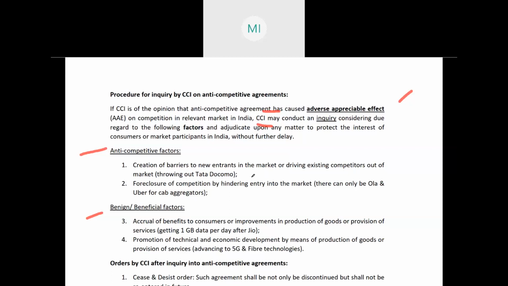Yeah. So we have to check whether this kind of thing, like say in foreclosure, you can think of there are only two players in the market for cab aggregators, Ola and Uber. A third player cannot enter. So these are all anti-competitive factors.